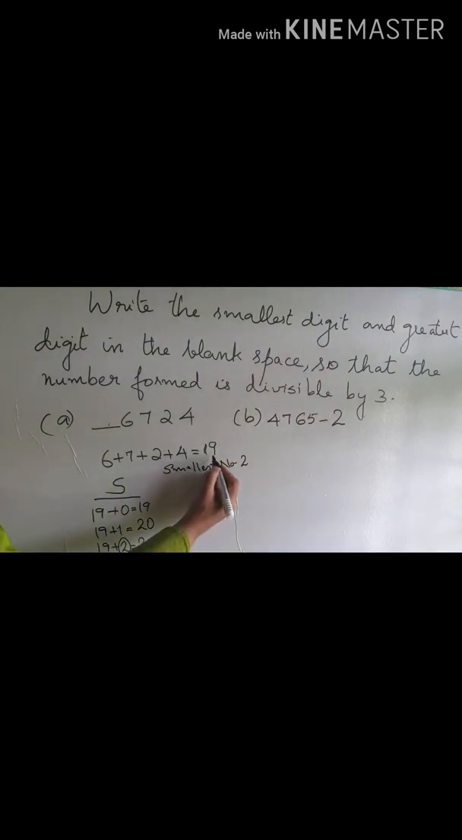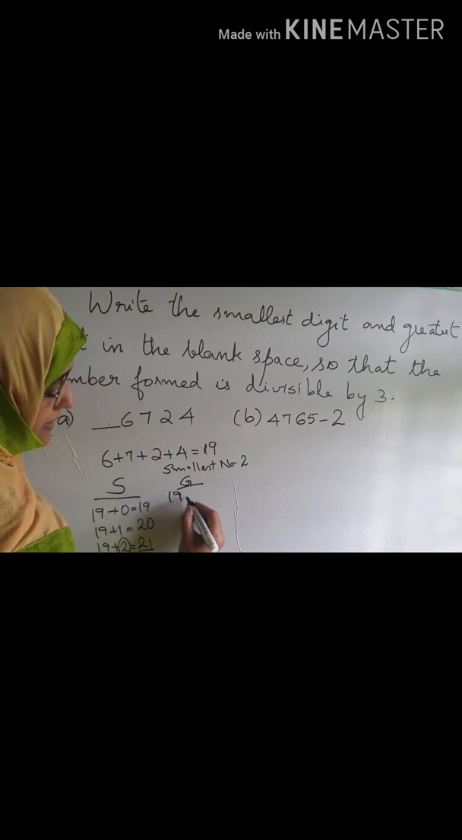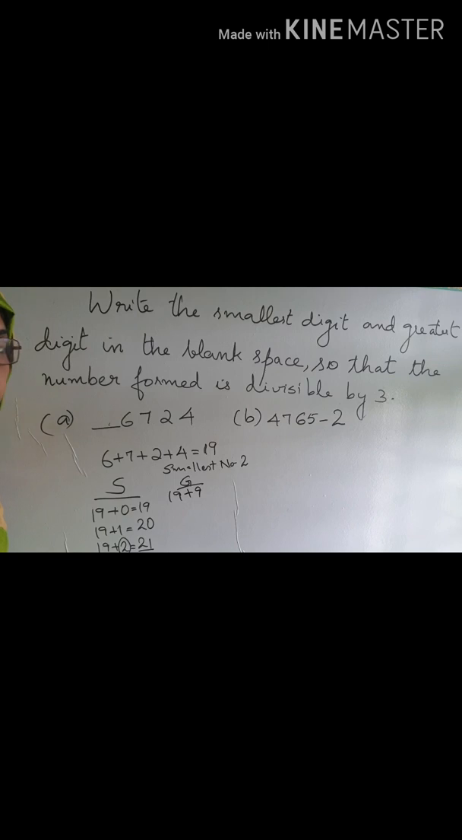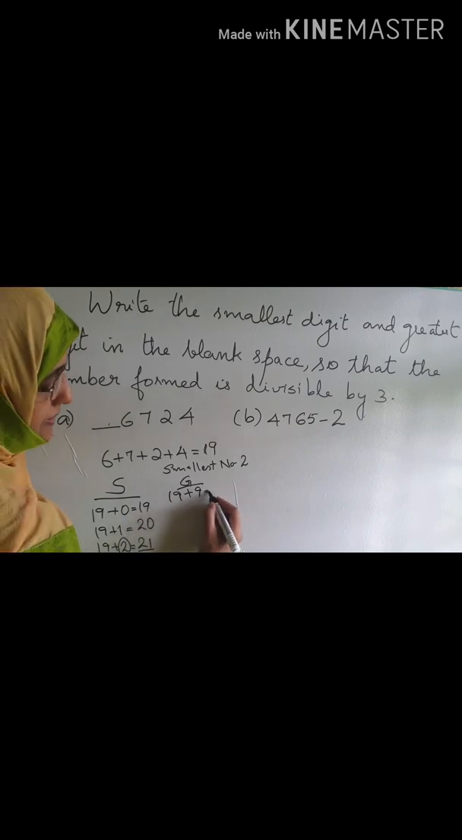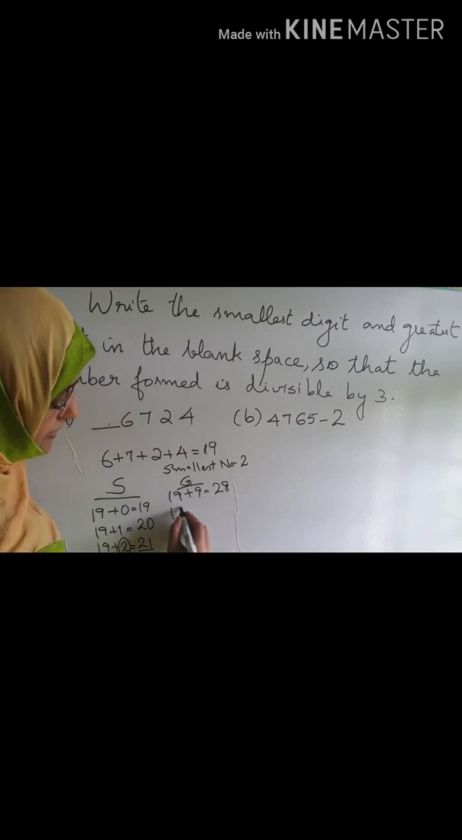Now you have to find the greatest number. For that, start adding from 9. 9 is the greatest single digit. So start from 9. 19 plus 9, what is it? 28, not a multiple of 3. 19 plus 8.